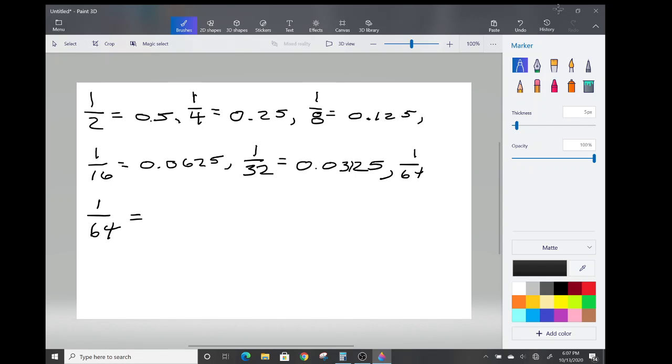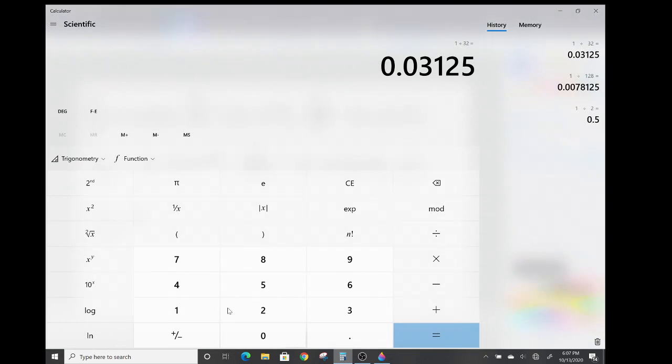It'd be half of this, right? So what is that? Don't be afraid to use a calculator. And don't be afraid of big numbers in the denominator. You have a calculator, use it. 1 divided by 64 equals, oh my goodness, 0.015625, right?